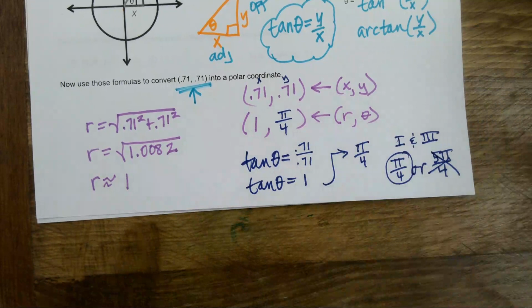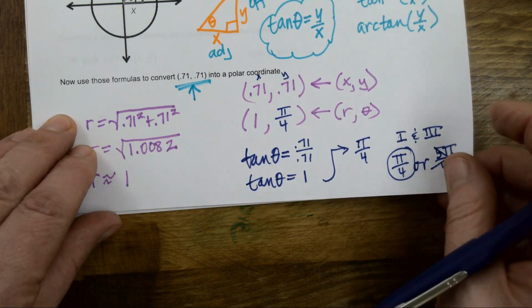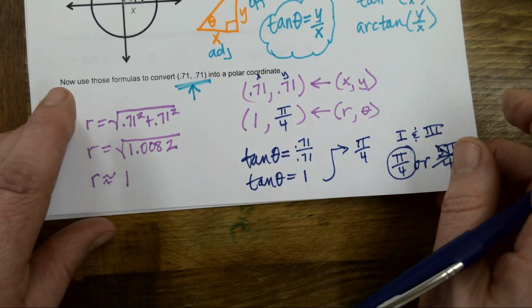All right? So we're going to be converting again a regular, rectangular, normal point into a polar coordinate. Any questions so far? Okay.